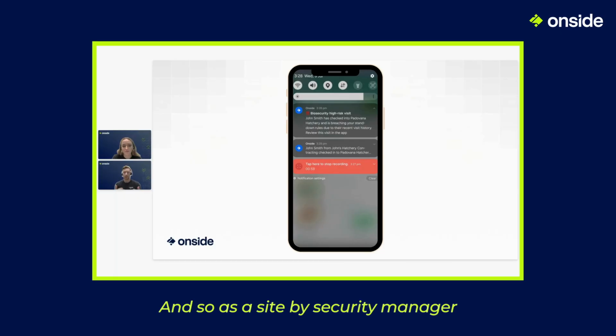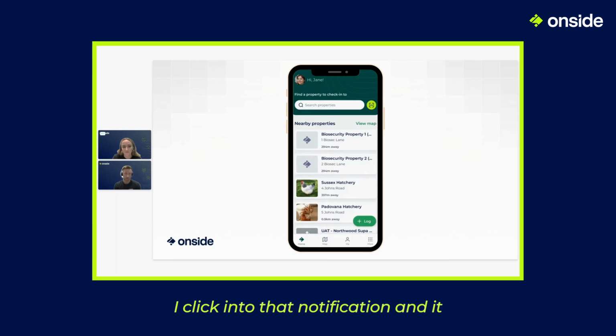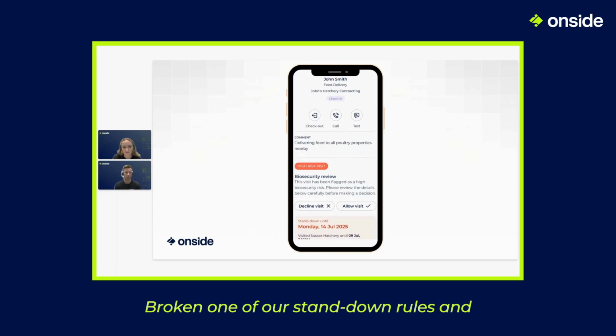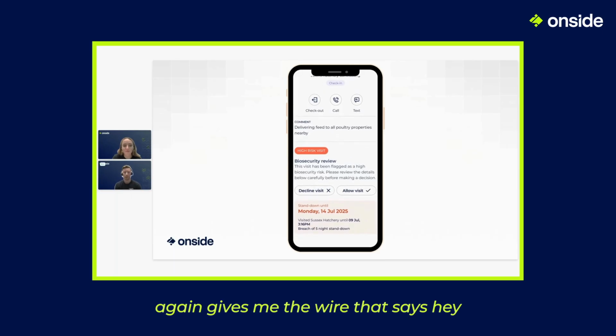And so, as a site biosecurity manager, I click into that notification and it takes me directly to the person who has broken one of our stand down rules, and again gives me the why. It says, hey, this is the person that signed in. This is the rule down the bottom that they've broken, and it's been flagged as high risk because it's broken one of your matrix rules. And so in here, you can actually decline or allow the visit from the app.